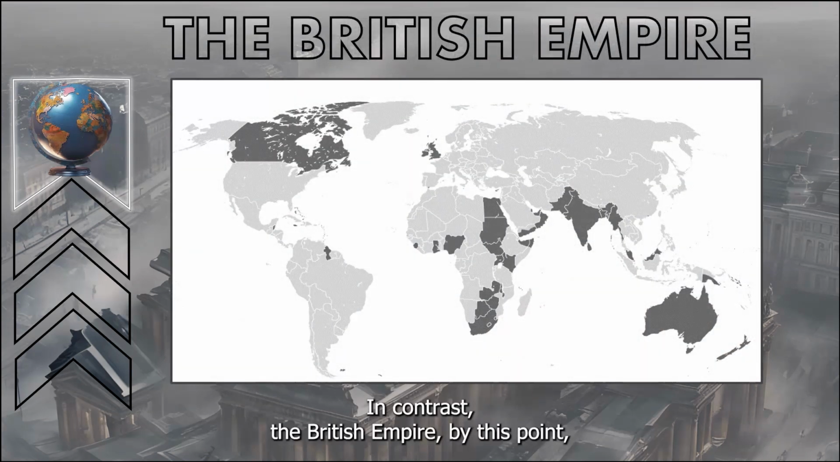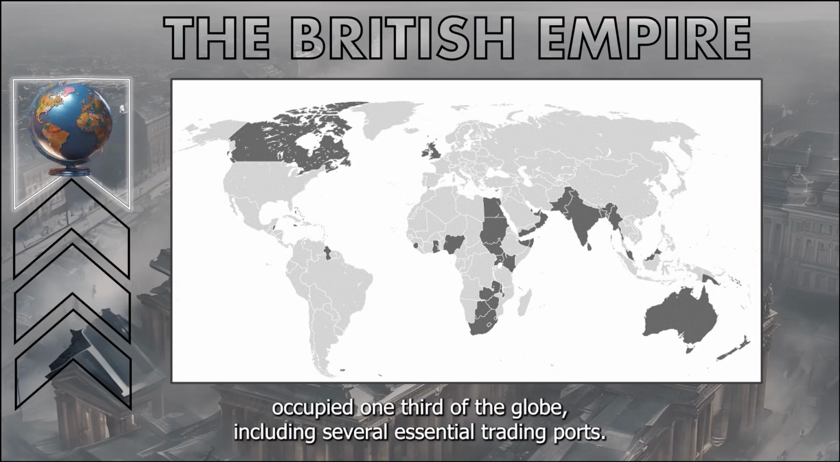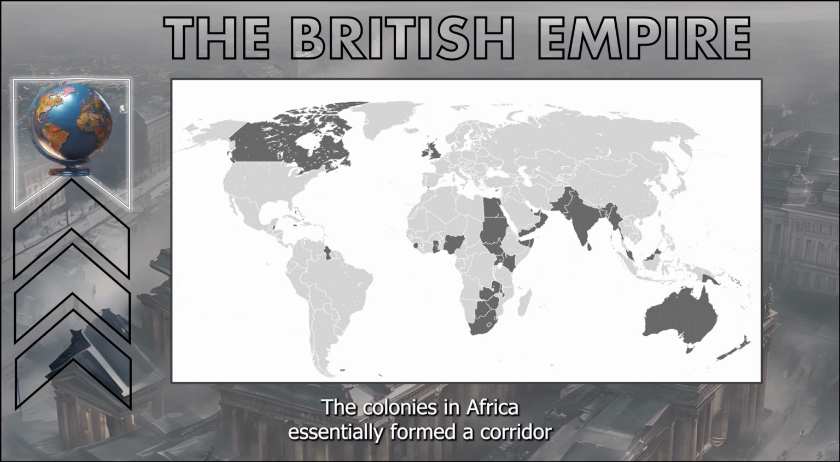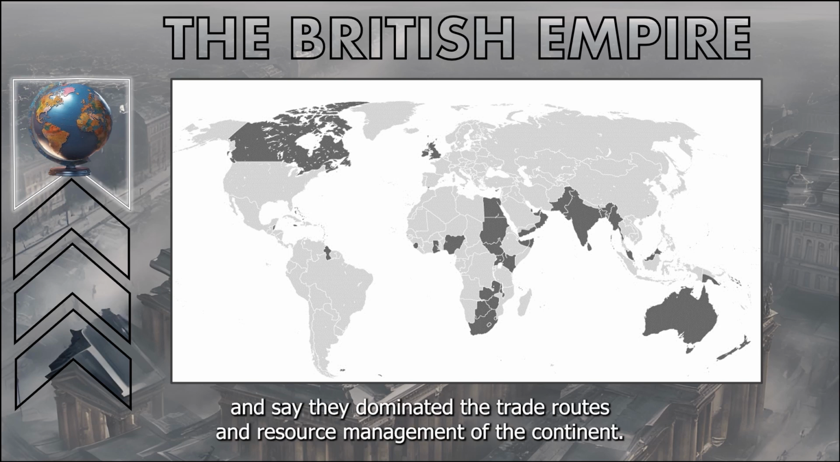In contrast, the British Empire by this point occupied 1/3 of the globe, including several essential trading ports. The colonies in Africa essentially formed a corridor from the bottom of South Africa to the Mediterranean Sea, and so they dominated the trade routes and resource management of the continent.